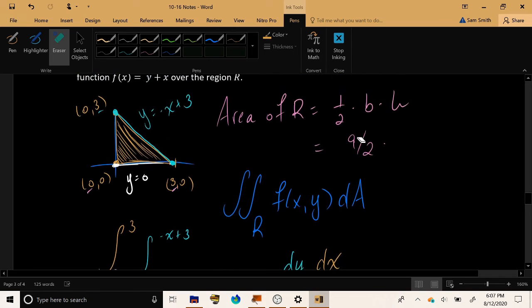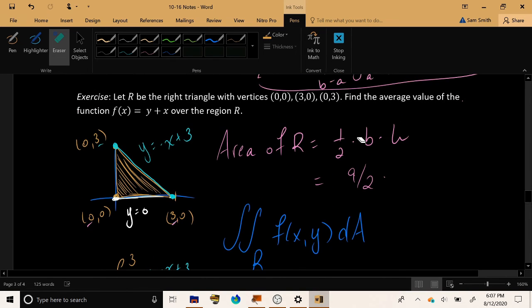Now I've already set up a few things here just for the sake of saving a little time and cutting to the chase. I've gone ahead and drawn the region R, this right triangle, with 0, 0, 3, 0, and 0, 3 as its vertices. And I've just gone ahead and found the equation of the line, which stretches from 0, 3 down to 3, 0, which is y equals negative x plus 3.